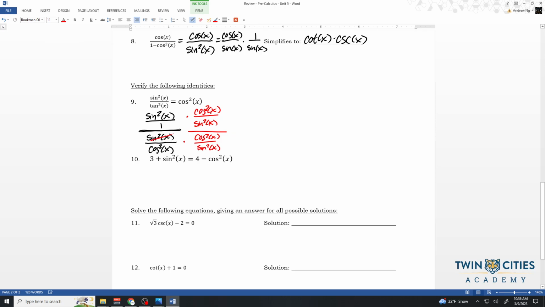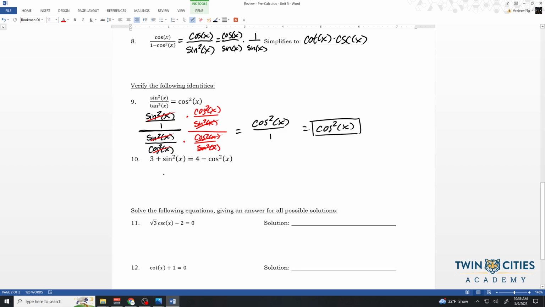All right, everything down here divides out. Even this sine squared here and here. So what I'm left with is cosine squared of x over 1, or just cosine squared of x. So yes, because I was able to rework one side to match the other side, this verifies that this is an identity.